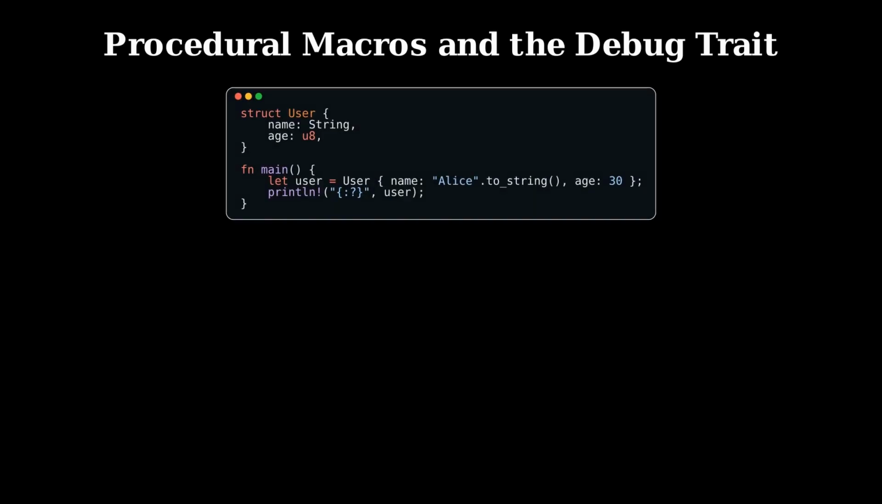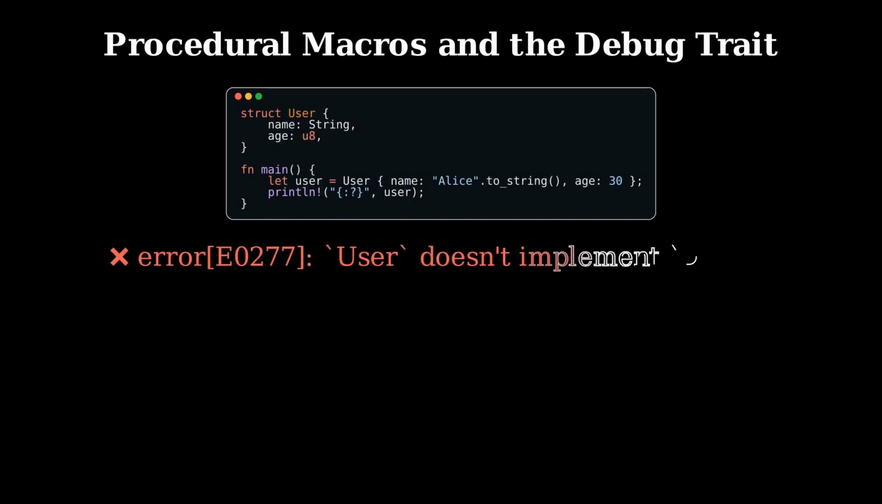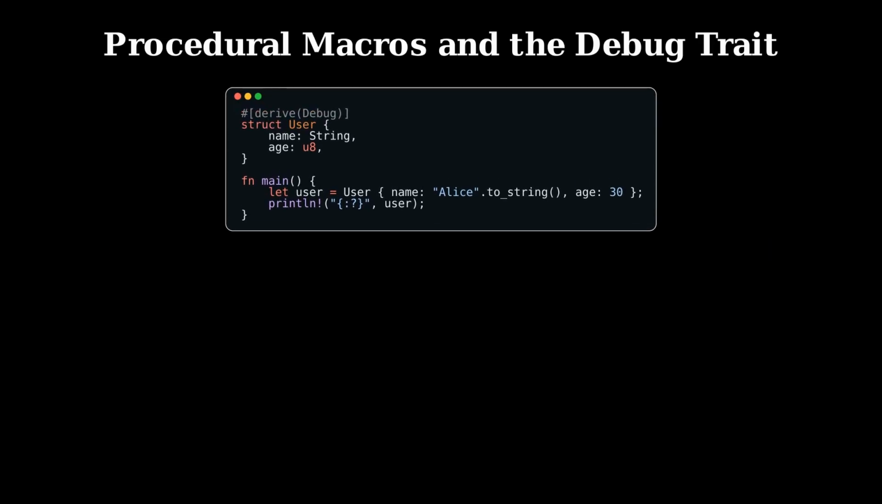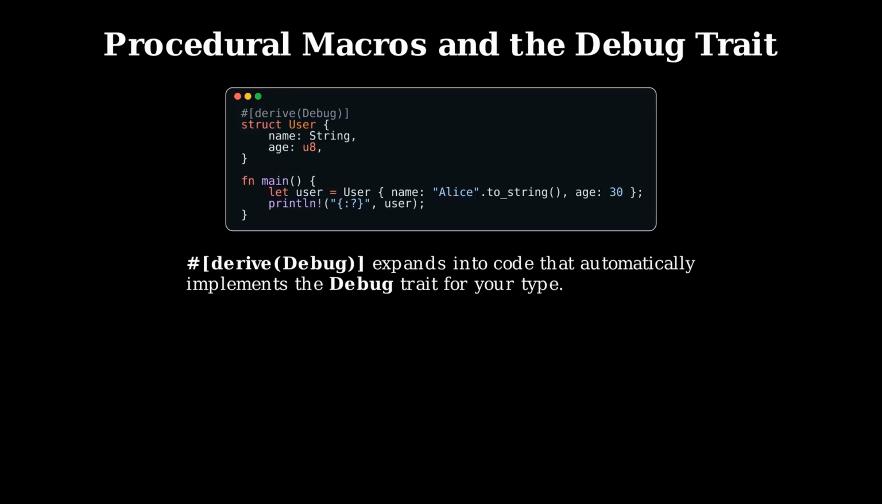Here is an example of the workings of the Debug trait. Without the macro, the program will fail to print the struct on the terminal. When we add the macro, the code is internally expanded to automatically implement the Debug trait on the struct, and now we are able to print it.